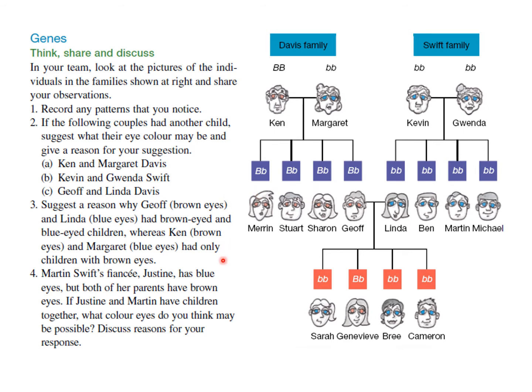Martin Swift's fiancée, Justine, here's Martin, has blue eyes, but both of her parents have brown eyes. If Justine and Martin have children together, what eye color do you think may be possible, and discuss your reasons for your response. Pause now to complete the questions.